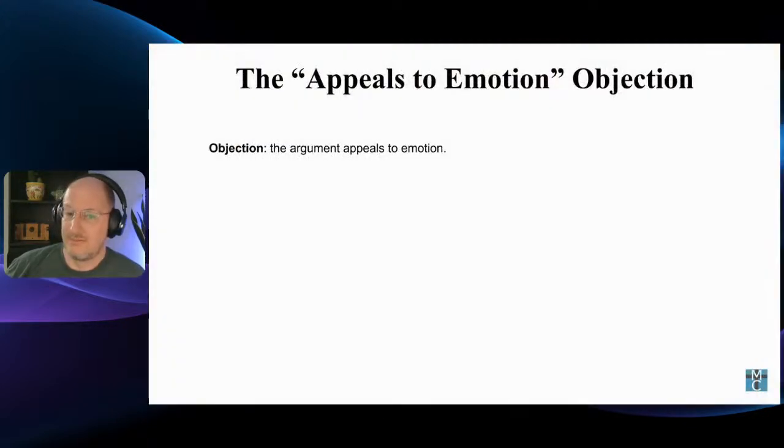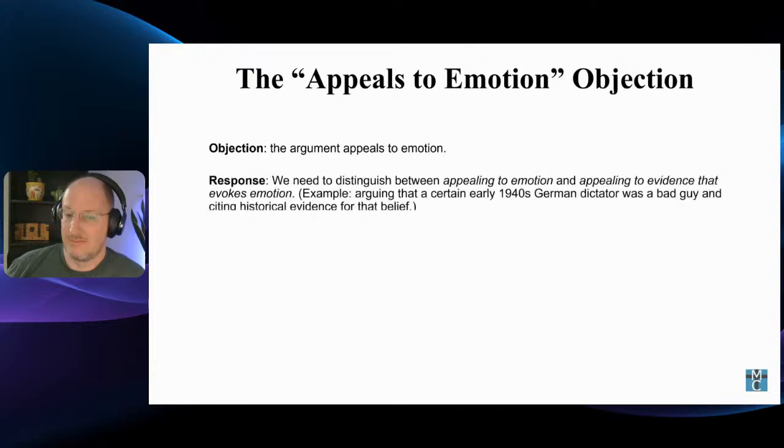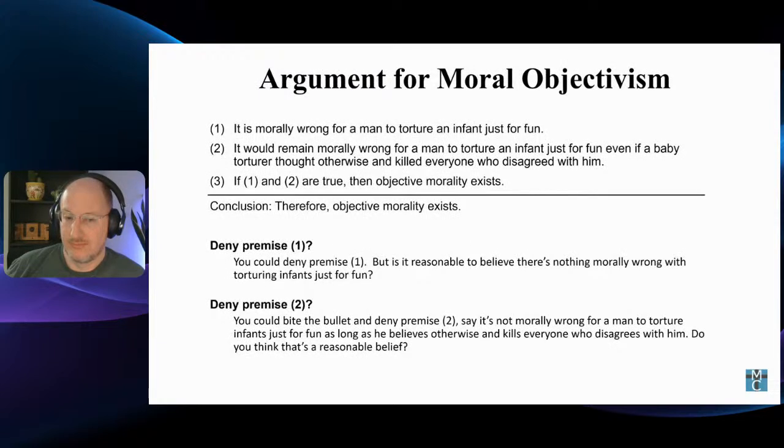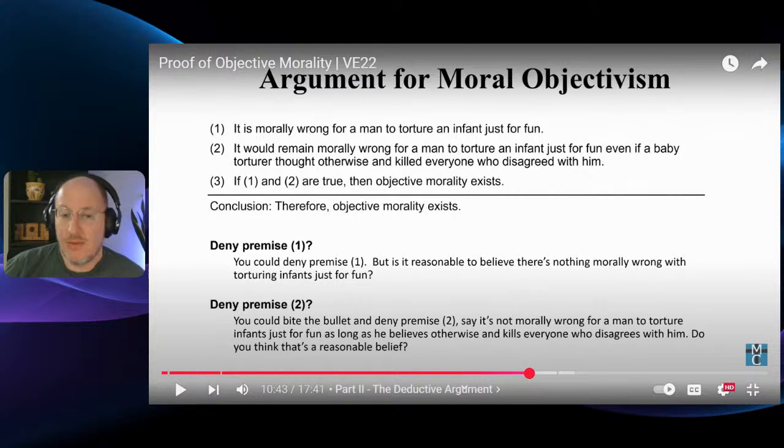Another objection I've seen is that this argument appeals to emotion. Here I think we need to distinguish between appealing to emotion and appealing to evidence that evokes emotion. If I say that you shouldn't accept a certain belief because the belief is offensive, that would be appealing to emotion. If, on the other hand, I'm arguing that a certain early 1940s German dictator was a bad guy and citing historical evidence for that belief, that evidence may evoke emotion, but it's not appealing to emotion. Yeah, he's not wrong about this.